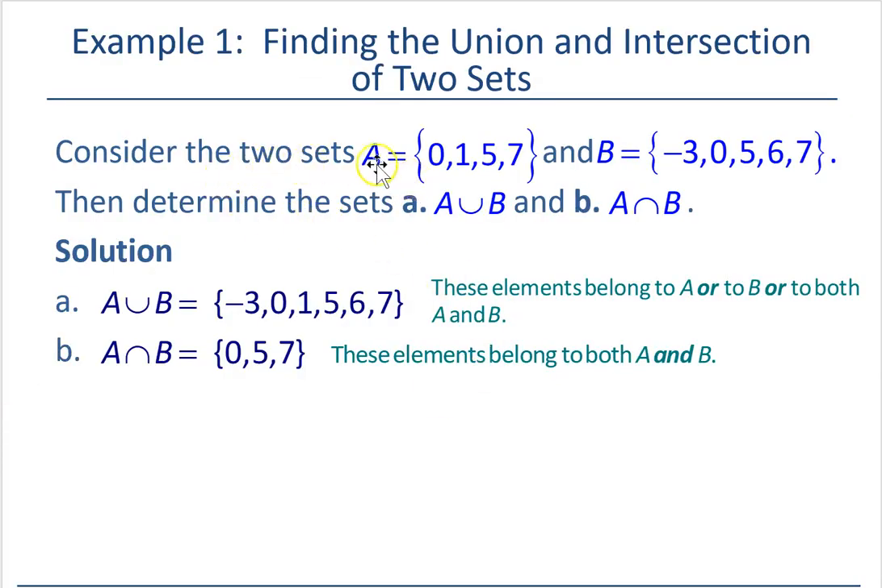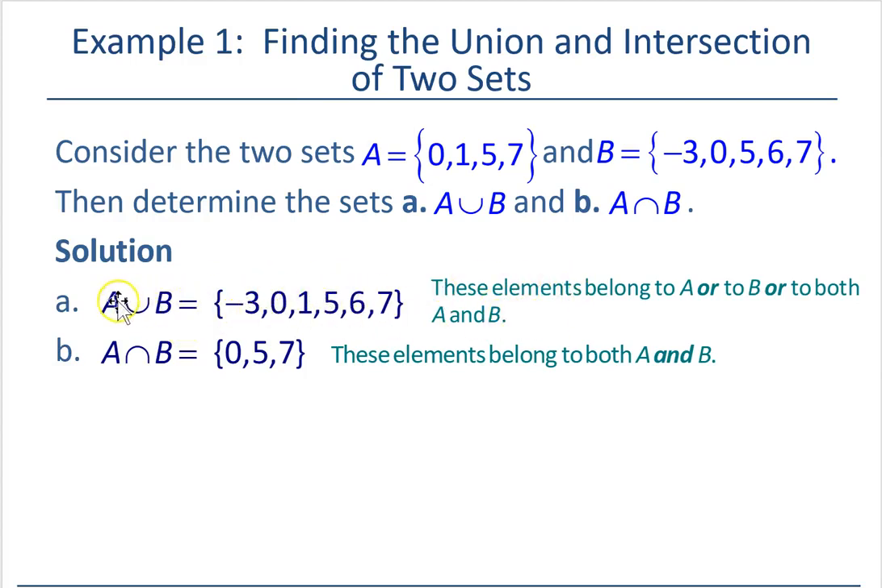So let's look at this here. Consider the two sets. This is what a set looks like, usually denoted by a capital letter, contained in braces. I've got the set A of 0, 1, 5, and 7, and the set B of -3, 0, 5, 6, 7. Then determine the sets: A union B, or A or B, and then the intersection of A and B, or A and B.